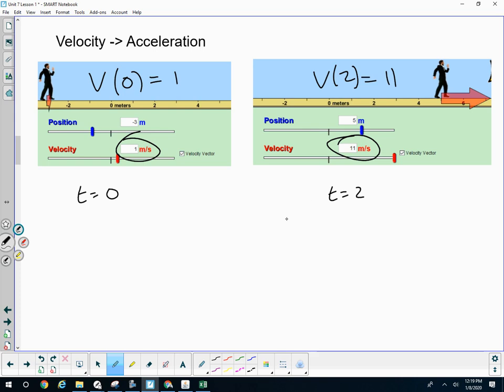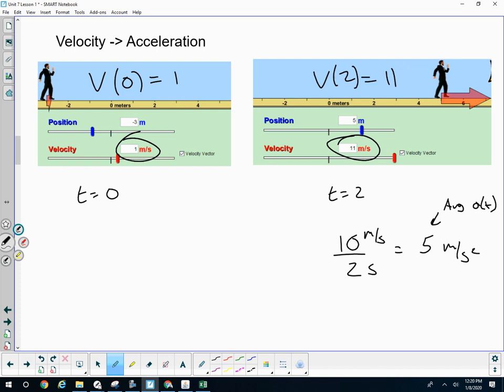Many of you said, oh, v went up by 10 over 2 seconds. Well, that's a change of 10 meters per second over 2 seconds. That's 5 meters per second squared. What you just found was an average acceleration.